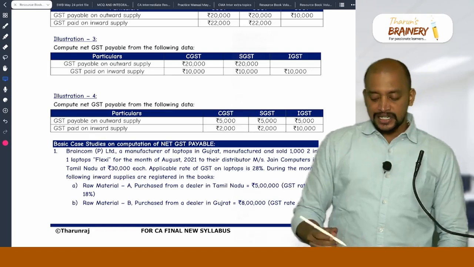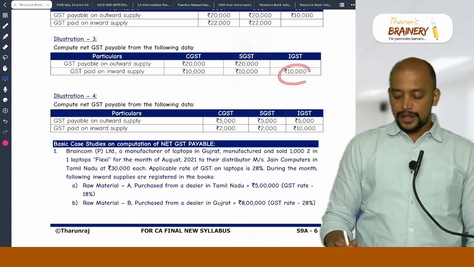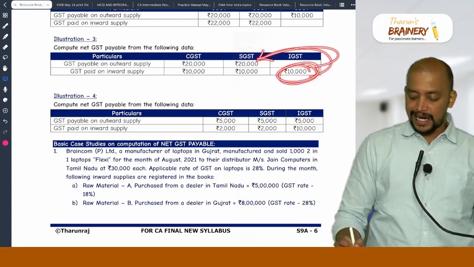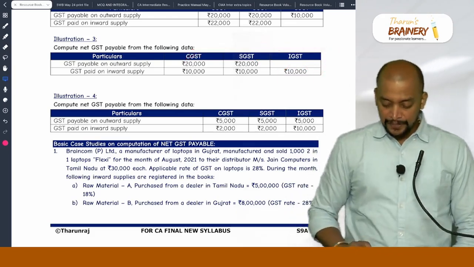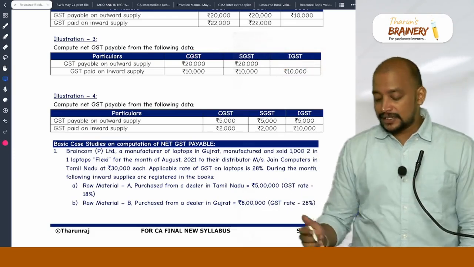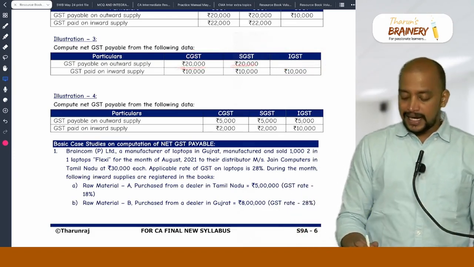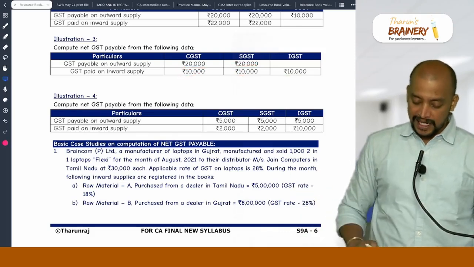So again here alternative answers exist. 10,000 can be used fully for CGST, or 10,000 can be used fully for SGST, or 10,000 can be used partly for CGST and partly for SGST. Anyway you can do, but the final answer should be 10,000. How? 20 plus 20 is 40, and 10, 10, 10 is 30. So 40 minus 30, 10,000 should be the final answer.